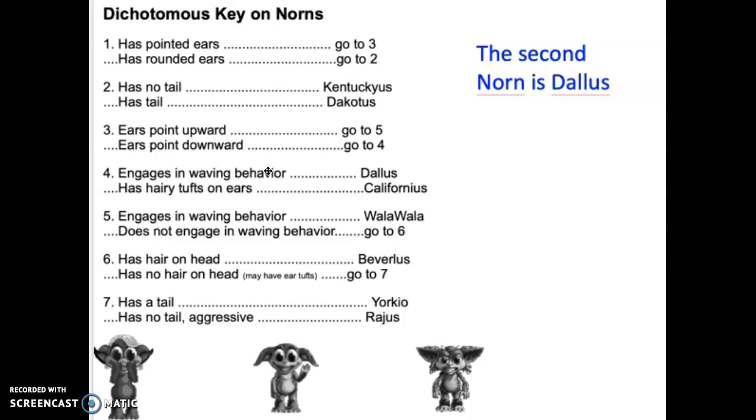So we're going to go on to our last example. In our last example, we have a Norn that again has pointed ears. This time they're pointed up, and let's get started. Has pointed ears? Yes, going to go to number 3 again. Ears pointed upwards or ears pointed downwards? Well, our third Norn has ears pointed upwards, so I'm going to go to number 5. Engages in waving behavior or does not engage in waving behavior? Well, this Norn is not waving, so we're going to go to 6.